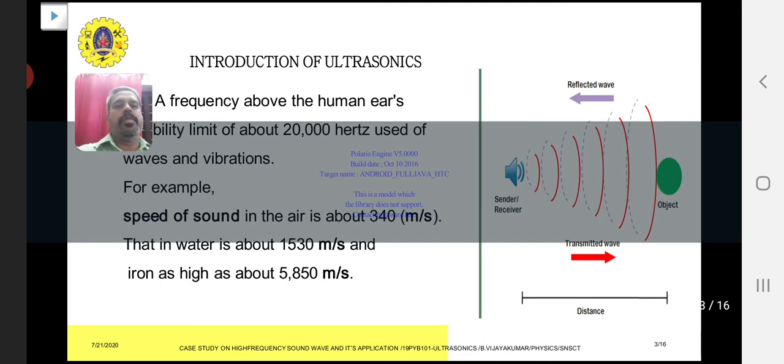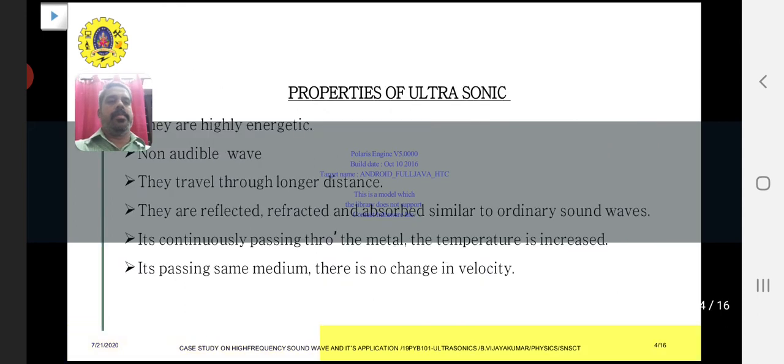Then the speed of sound in air is 340 meter per second, in water 1535 meter per second, and in iron it is higher, because vibration in a metal is 508.50 meter per second.